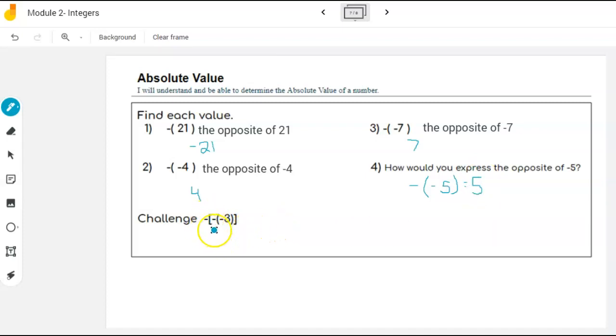This one is kind of weird. It's saying the opposite of the opposite of negative 3. So if we think about it, the opposite of negative 3 is 3, and then the opposite of 3 is negative 3. So we should be super clear on opposites, and then we're ready to go into absolute value.